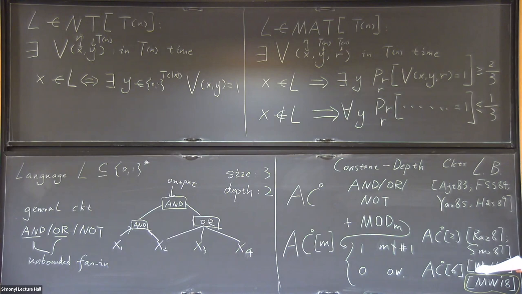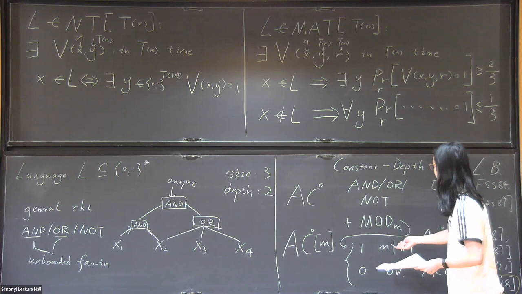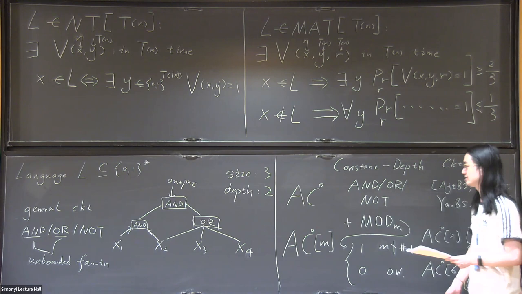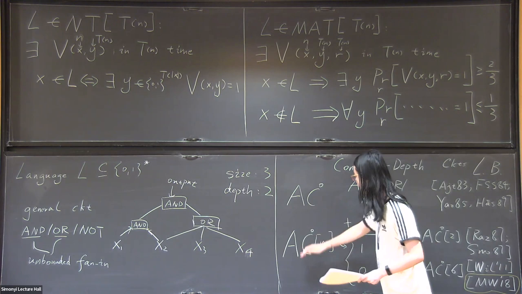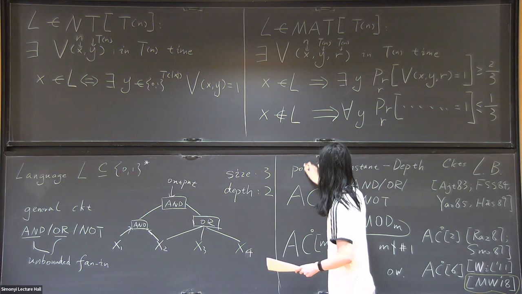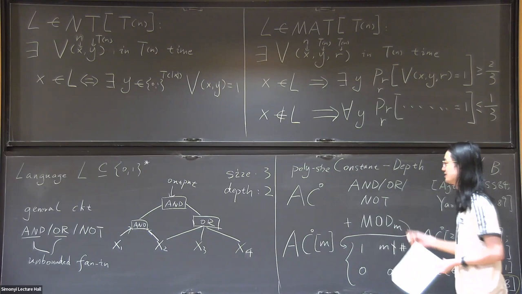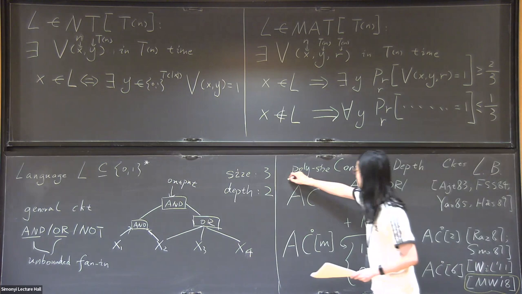The first class people are interested in is AC0, which are just AND or NOT gates with unbounded fan-in, and you have a fixed constant depth, let's say 100, and polynomial size. So when I write AC0 without specifying the size, it always means polynomial. Sometimes I will say something like N to the log N size circuits, but when I don't specify the size, it always means polynomial. Thanks so much for reminding me of this.